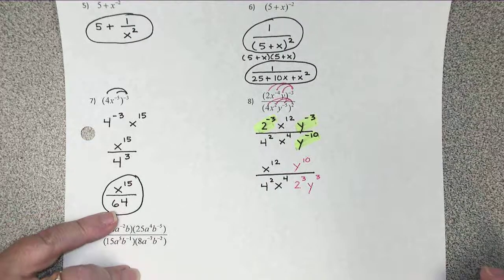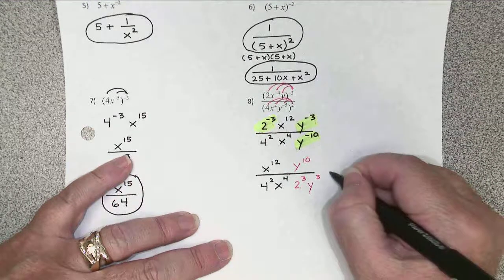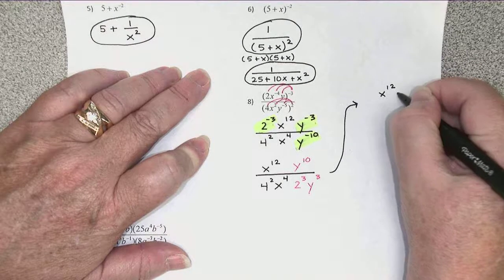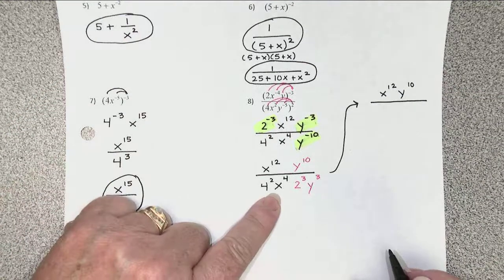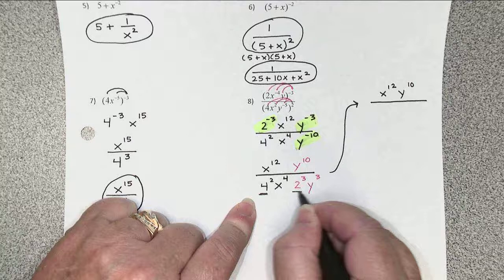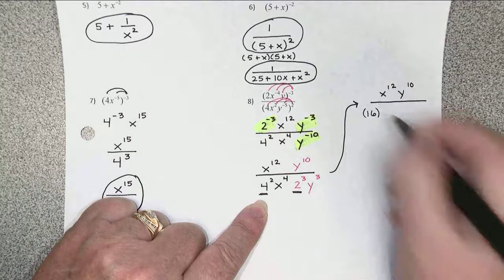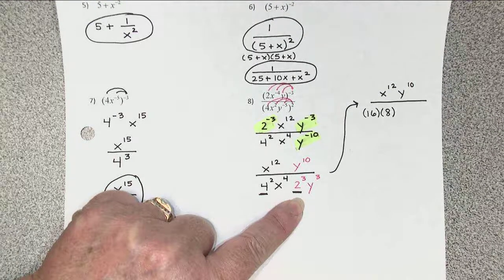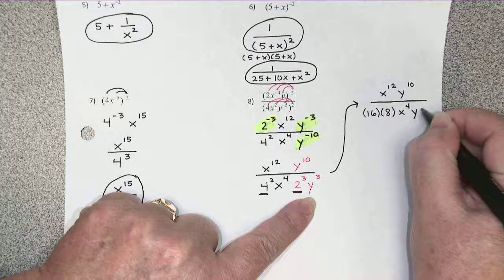All right, I'm going to neaten this up a little bit. The numerator, I'm just going to leave the way it is for the moment. X to the 12th, y to the 10th. And in the denominator, notice I've got 2 numerical multipliers. 4 squared would be 16, and 2 to the third would be 8. I'll multiply those together in my next step. Then I've got an x to the 4th and a y to the 3rd.